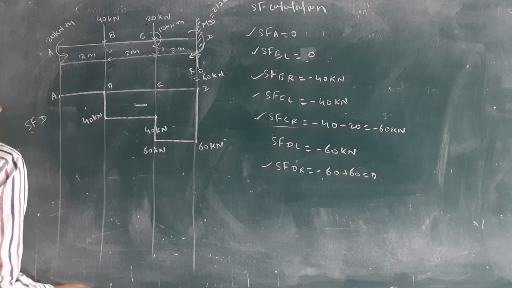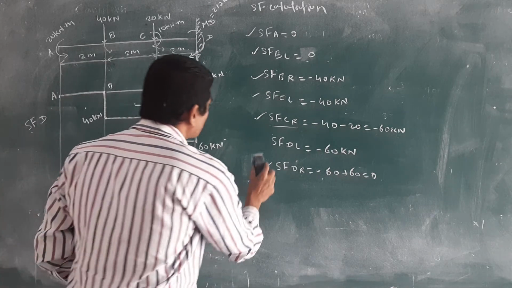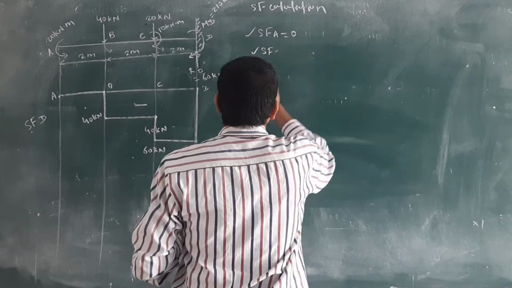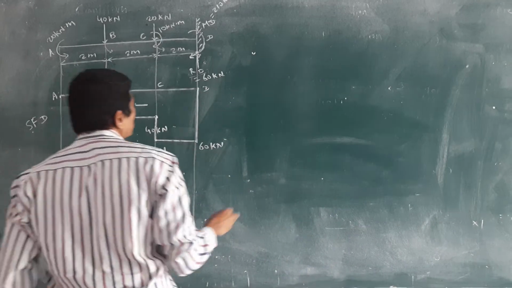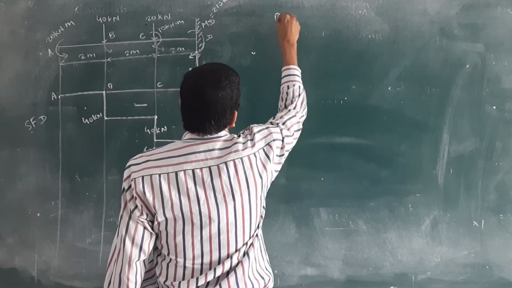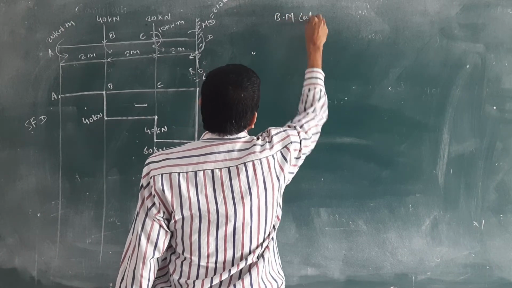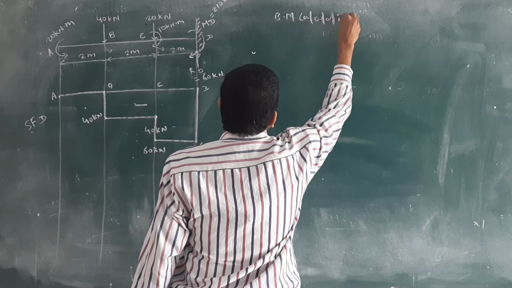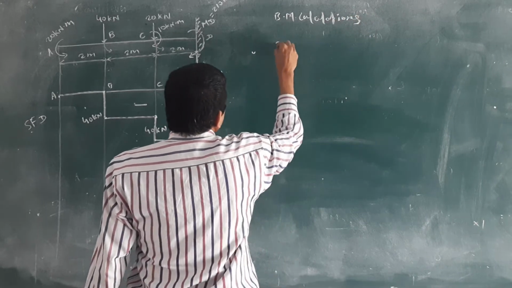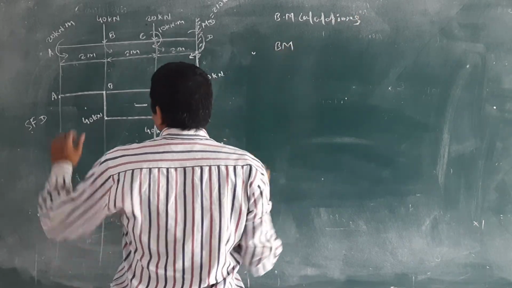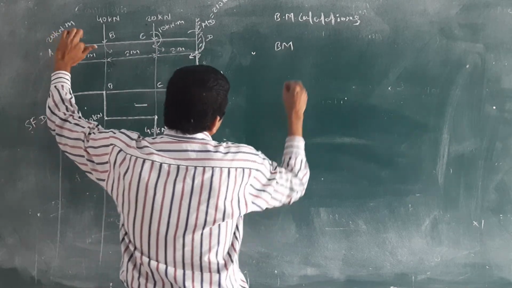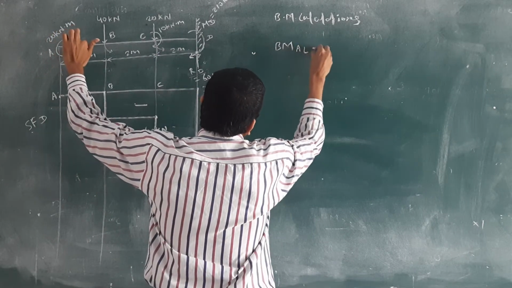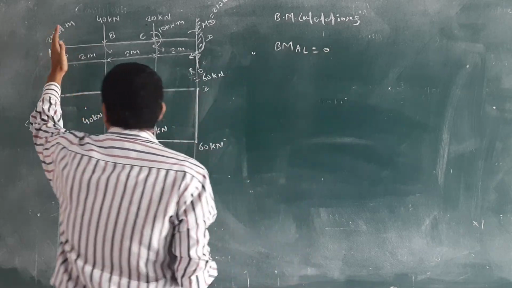Okay. Then how to do the BMD calculations? Very simple. Similar, you have to consider the moment and convert the point load into the moment. Then BM calculations, check the BM calculations. What is the bending moment at A? Where is the moment? There you will get 2 points, right? Bending moment at A, just left side, 0.